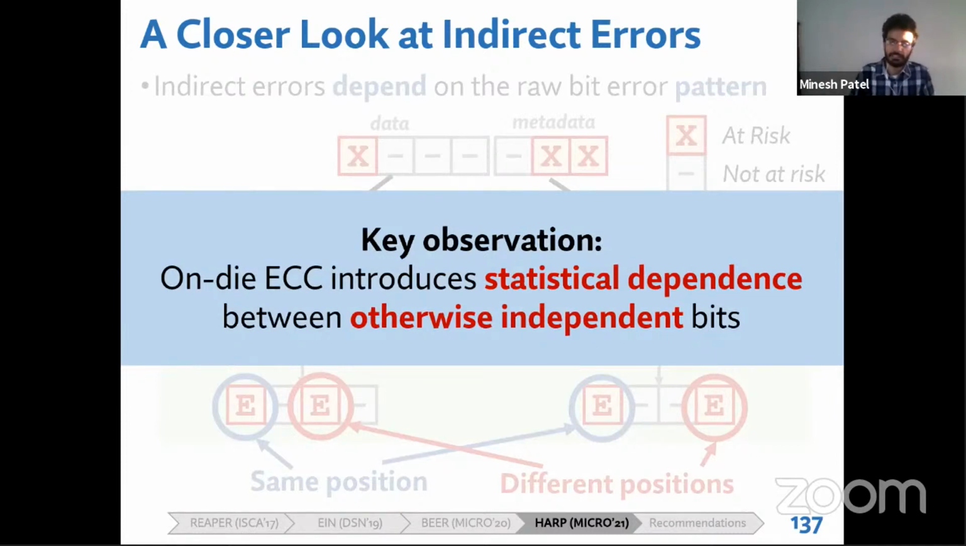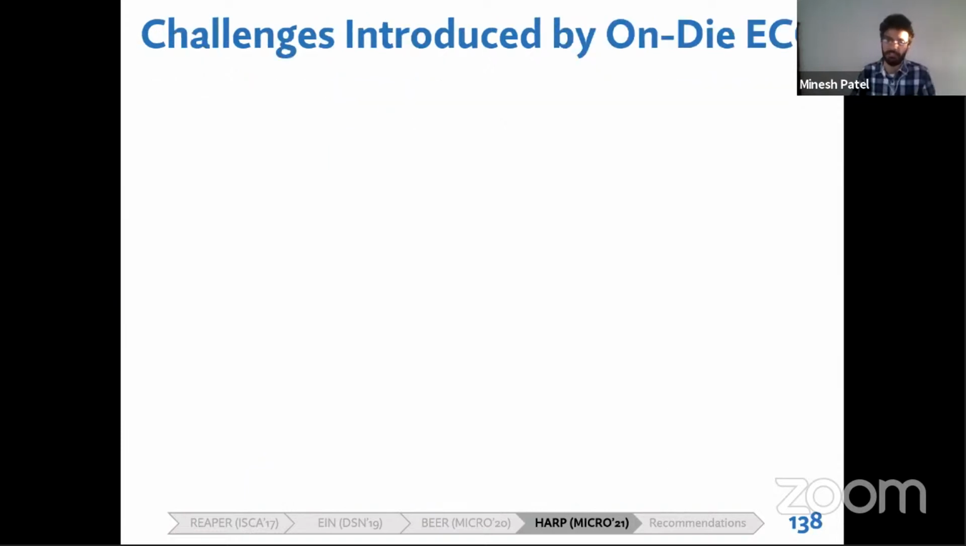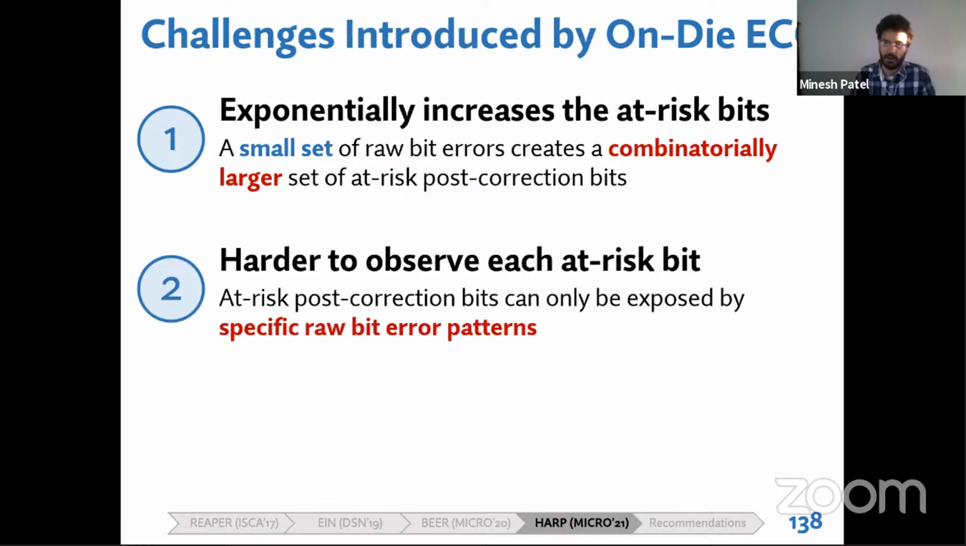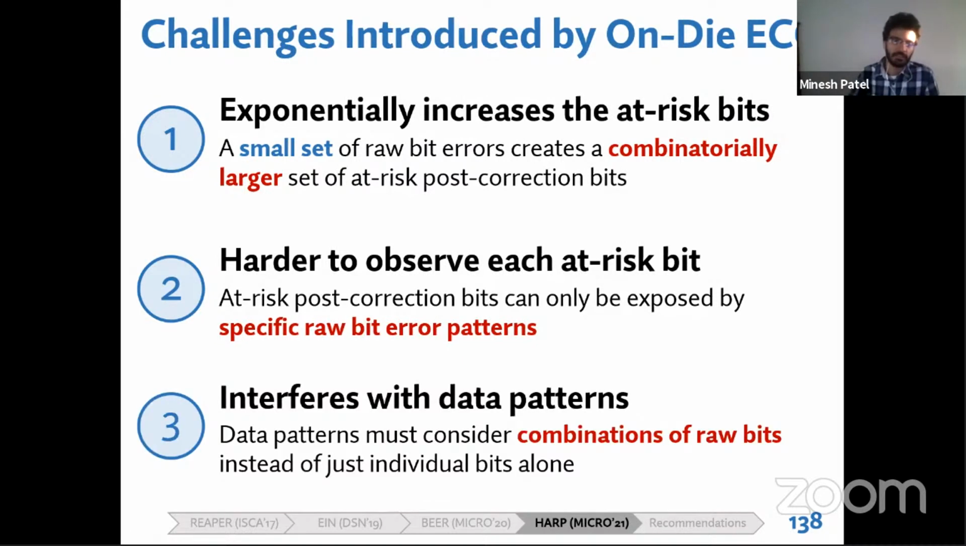As a result of this, on.ECC introduces several challenges for error profiling. So let's talk about 3 challenges that we identify in this work. First, on.ECC exponentially increases the number of at-risk bits that the profiler needs to identify. Second, on.ECC makes each individual at-risk bit harder to identify because each bit at risk of post-correction errors can only be exposed given a specific raw bit error pattern. And third, on.ECC interferes with commonly used memory data patterns because now the profiler must consider combinations of raw bits instead of just the individual bits that the patterns are designed for. So let's talk about each of these challenges one by one in a little more detail.